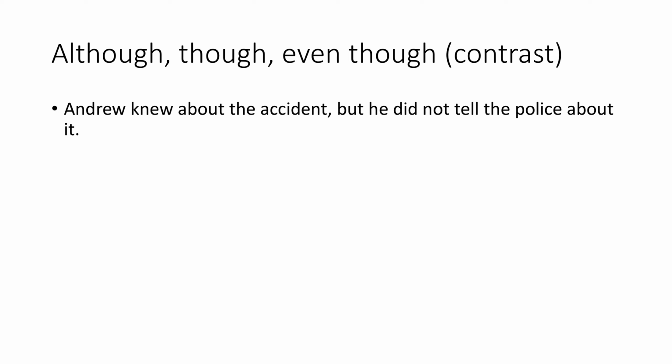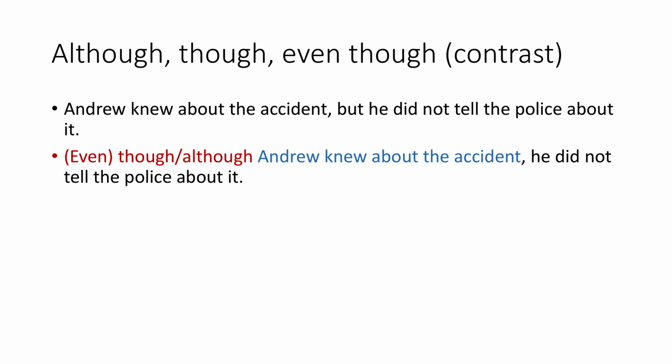I can use although, even though, and though to say the same sentence, but I have to make some changes. If you look at the first sentence in which I've used but, it attaches itself to kind of the result clause. But when you use even though and though, you kind of attach it to the condition clause or something that happens first. So even though or although Andrew knew about the accident, he did not tell the police about it.